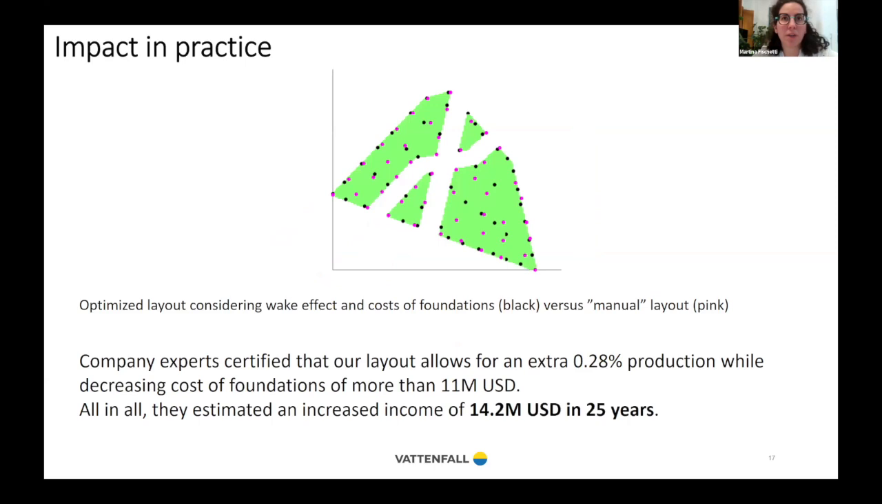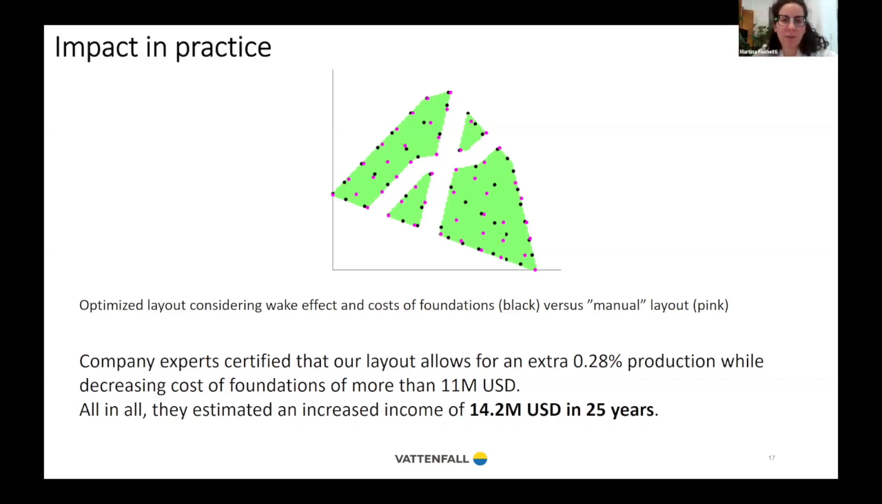So as I mentioned already, the company had a commercial software to optimize the layout based on production. And they couldn't consider explicitly the cost of foundations in the optimization. So what they were doing was optimizing on production, then calculating how much it cost to build these turbines. And if it was very expensive, they were manually changing them. This is why in this slide I call it a manual layout, the pink one, even if it's actually a combination between a software and a manual adjustment.